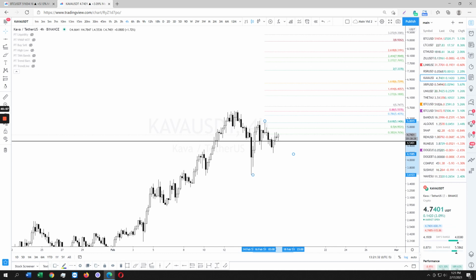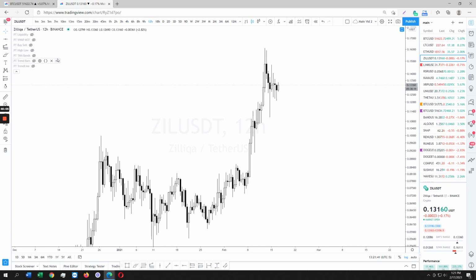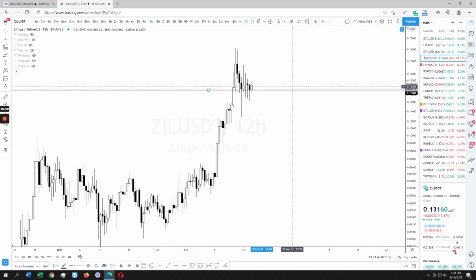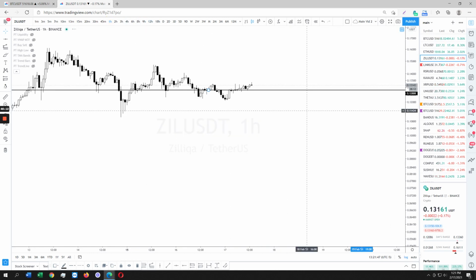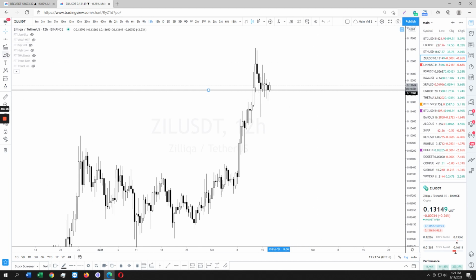Cool. Okay. Now you guys know what I'm doing. Kava, Zill, same story. Zill and Kava are doing the same thing. But it looks a little worrisome because it keeps going lower on lower time frame. But if you zoom out on the 12-hour, it's fine for the time being. When you start getting 12-hour candle closes under these wicks, then there's a problem.